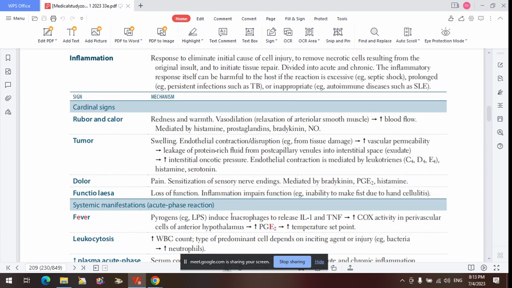So there's inability to make a fist due to cellulitis. If cellulitis, from maybe a bacterial infection affecting the subcutaneous tissue, is what is driving that inflammation, and you have all this tumor and dolor in response to that, you will not be able to use that hand, and that can help to relax that hand for the healing process to happen.